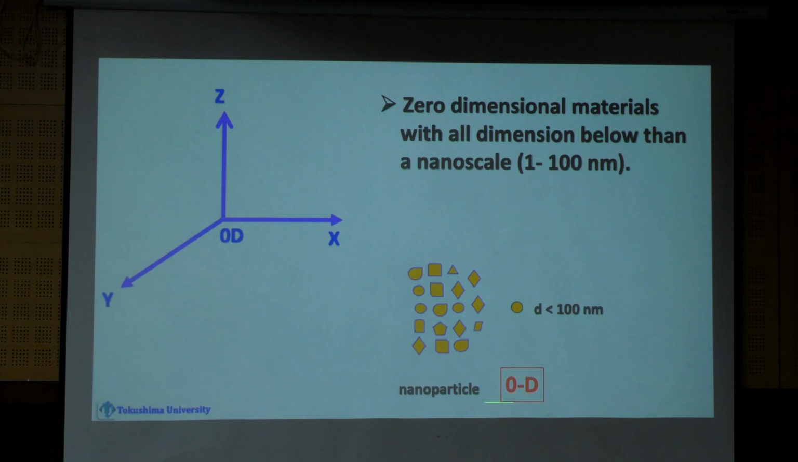And this zero dimension can be found in different kinds of shapes also. So remember, they cannot extend in any direction. Okay, so X, Y, Z directions will all be limited for them. It cannot extend further. And their size will always be less than 100.